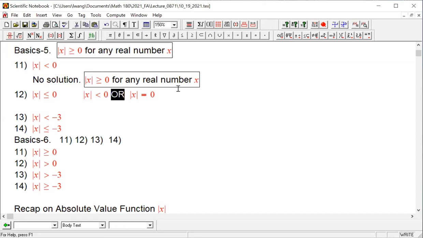Refer to that truth table. We got the chat response, Professor. Wonderful. Zero, very good job. The only solution would be x equal to 0.